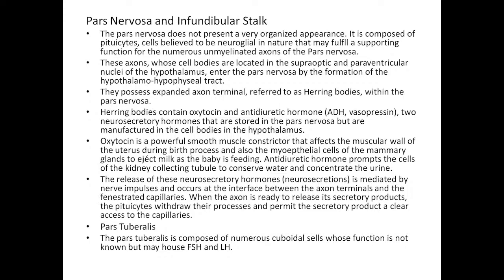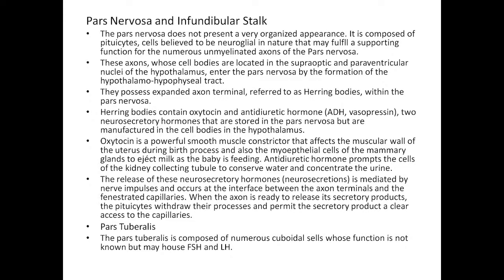Oxytocin is a powerful smooth muscle constrictor that affects the muscular wall of the uterus during birth processes and also the myoepithelial cells of mammary glands to eject milk as the baby is feeding. Antidiuretic hormone prompts the cells of the kidney collecting tubules to conserve water and concentrate urine. The release of these neurosecretory hormones, neurosecretion, is mediated by nerve impulses and occurs at the interface between the axon terminals and the fenestrated capillaries. When the axon is ready to release its secreted product, the pituicytes withdraw their processes and permit the secretory product clear access to the capillaries.